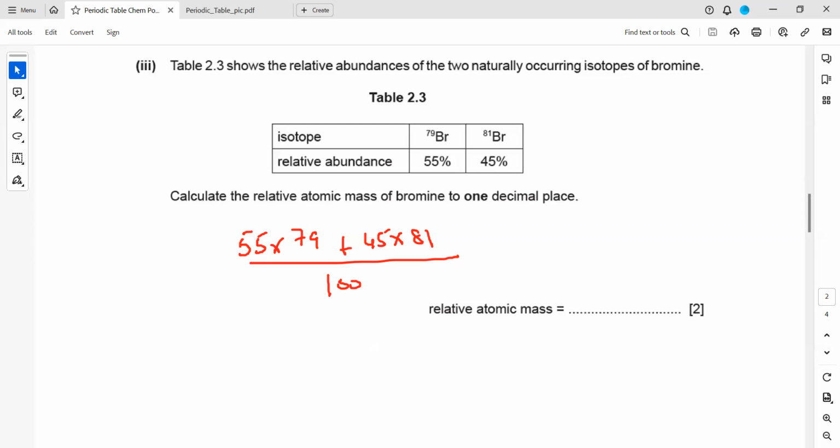And write your answer in three significant figures or one decimal place. So it will be 79.9. So 79.9 will be the relative atomic mass. And if you want to write a unit, it will be gram per mole, like the mass of 1 mole. But the unit does not have a mark here. 1 mark is for doing this calculation. 1 mark is for the right answer with the correct number of significant figures and decimal places.